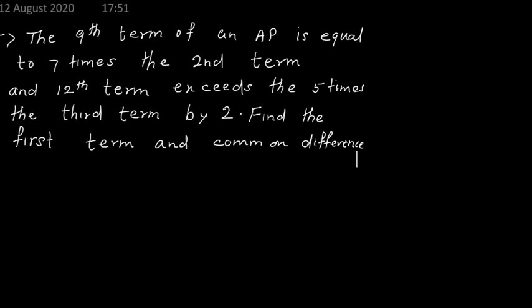Fifth question: the ninth term of an AP is equal to 7 times the second term, and the 12th term exceeds 5 times the third term by 2. Find the first term and the common difference.